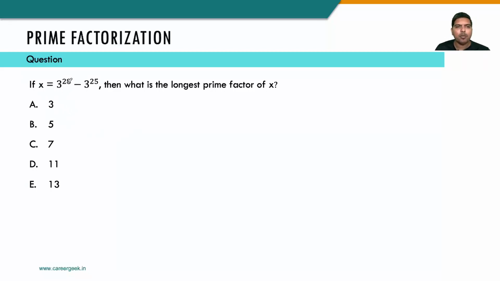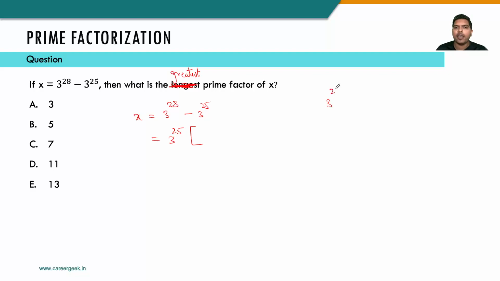If x is 3 power 28 minus 3 power 25, then what is the greatest prime factor? Some error in this. So what is the greatest prime factor of x? Okay. So 3 power 28 minus 3 power 25. So what can be taken common here? 3 power 25.